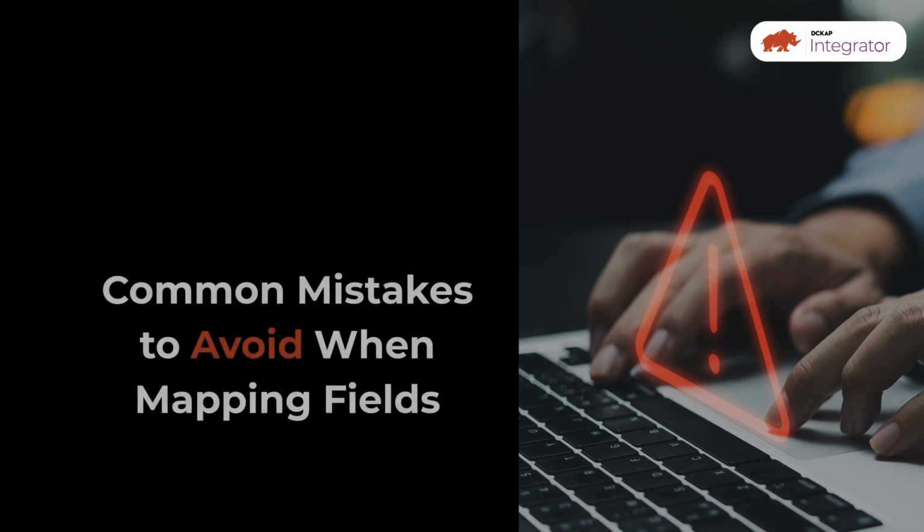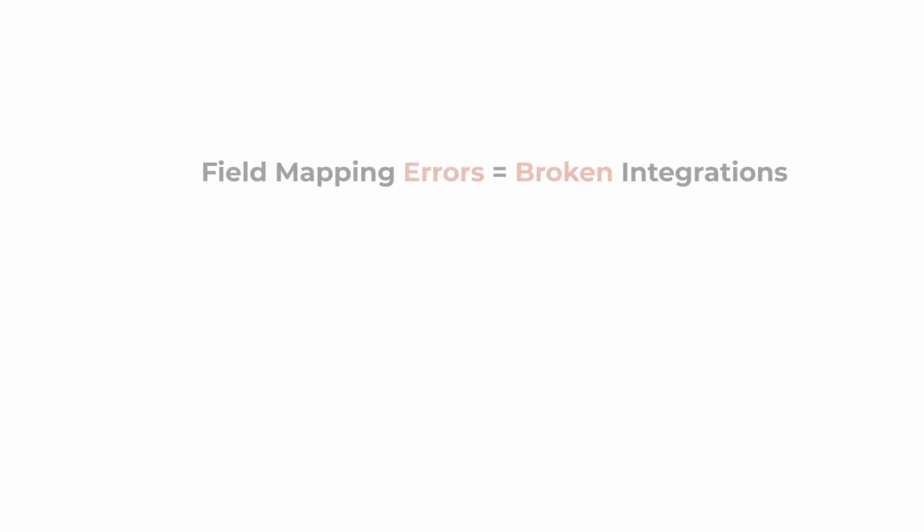Most of the time, integrations don't fail because of the systems themselves. Sometimes, they fail because of how fields are mapped. One wrong match, and suddenly orders fail. Data goes to the wrong place, or nothing syncs at all. Let's look at the most common mapping mistakes users make and how you can avoid them.